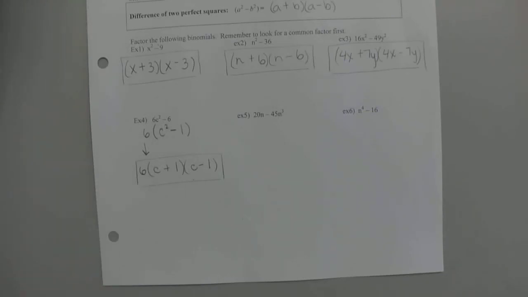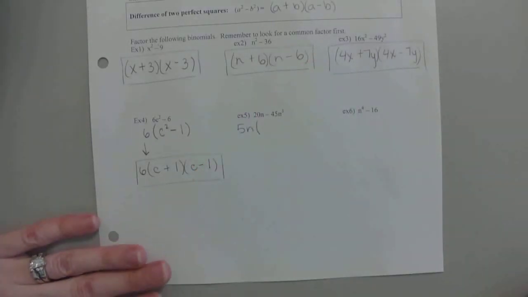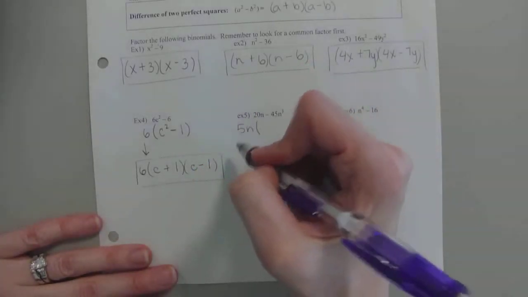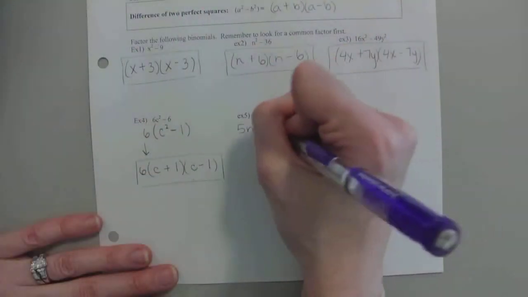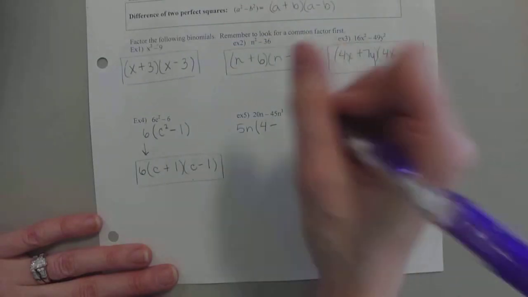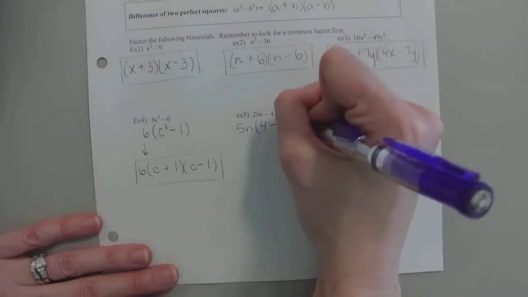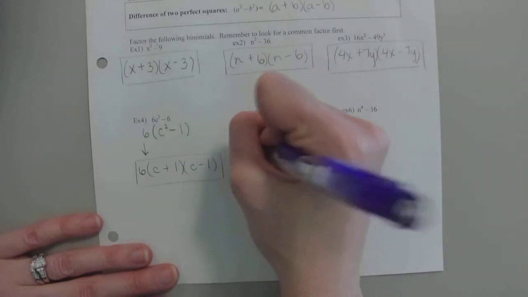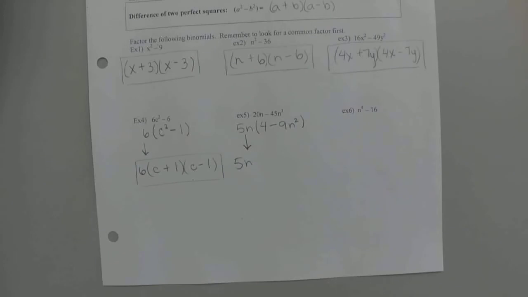Like nothing looks like a square, okay? But if you look at 20 and 45, what number can you pull out? A 5. And then what variable can you pull out? N. So we can actually factor out a 5n. When we do that, what's 20 divided by 5? 4. We took away its n, so nothing remains. And then what's 45 divided by 5? 9. And what's n cubed, take away 1n? N squared.